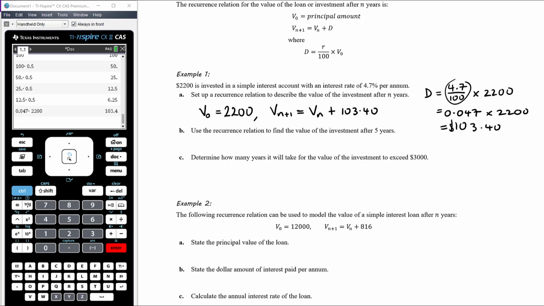After 1 year would be V1. After 2 years would be V2. So be clear that this means that we want V5. All right, so let's work that out.